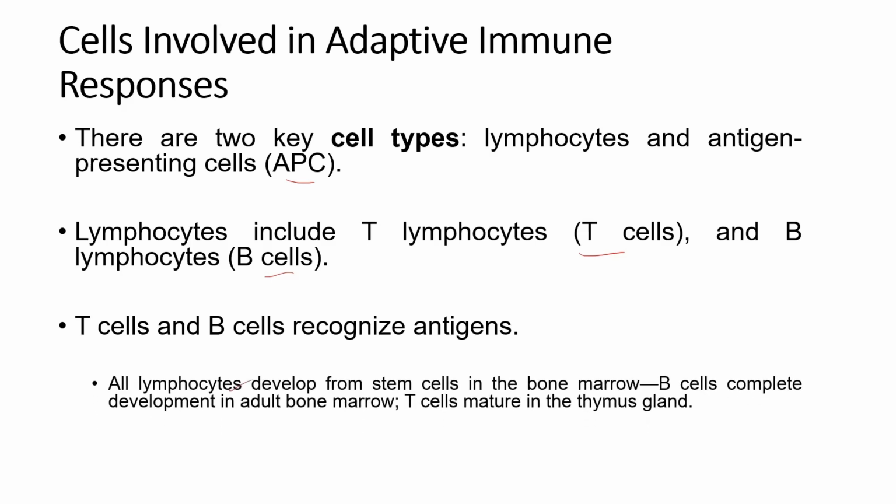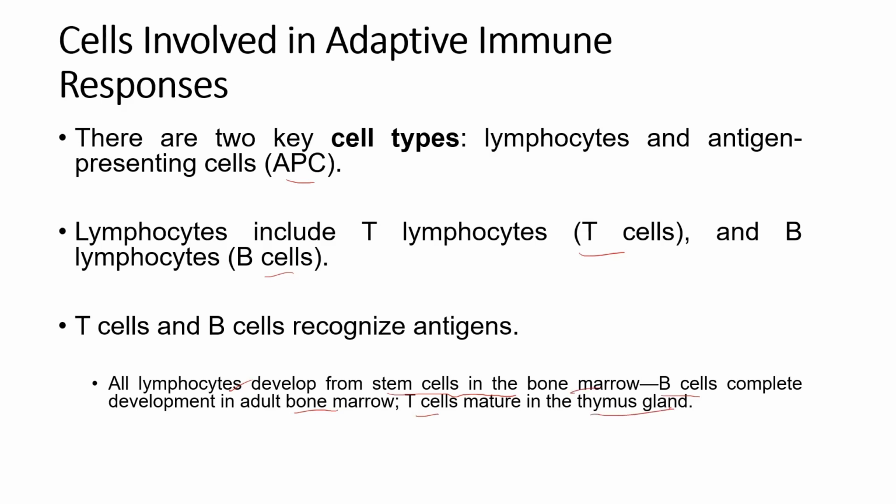Both lymphocytes are produced from stem cells in the bone marrow. However, their maturation sites are different. For example, B cells continue their maturation and development in the bone marrow. What happens during maturation? The B cell will synthesize a specific protein on the cell membrane called the B cell receptor. T cells will move from the bone marrow and mature in the thymus gland.